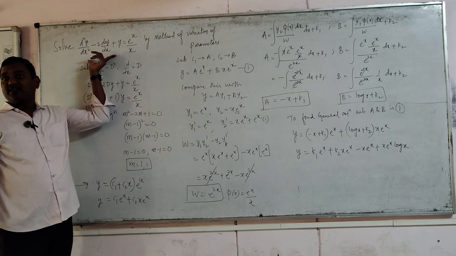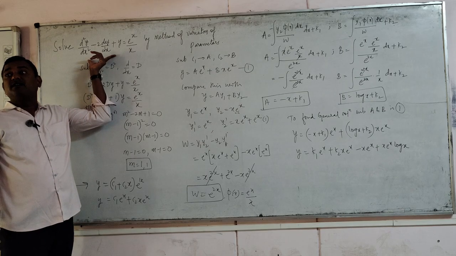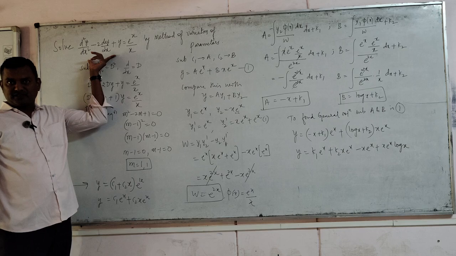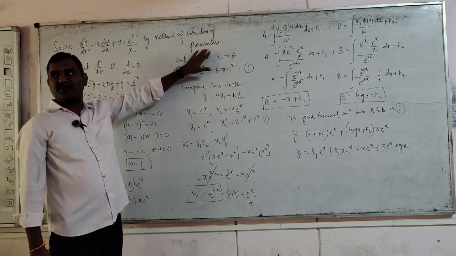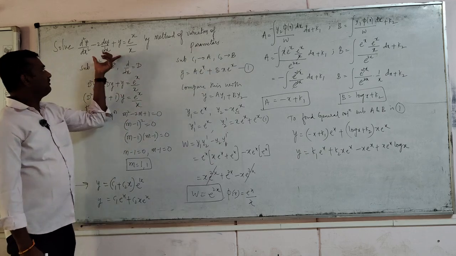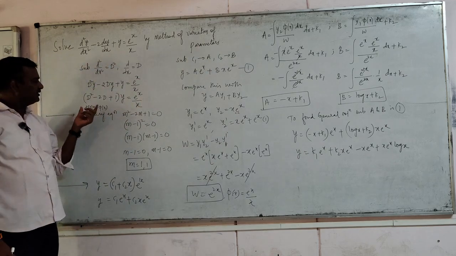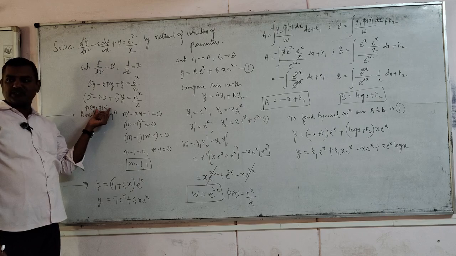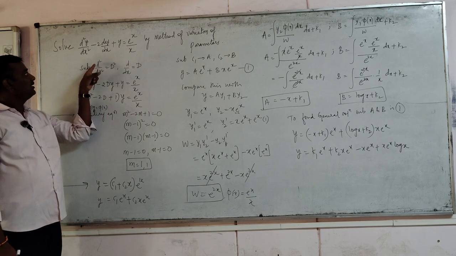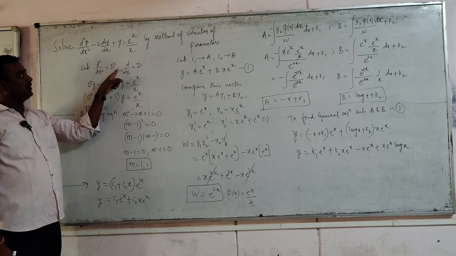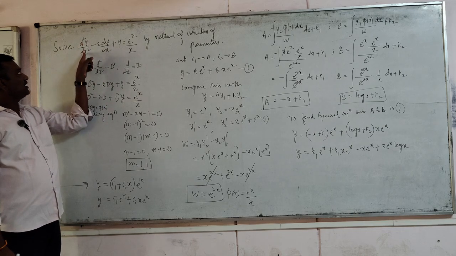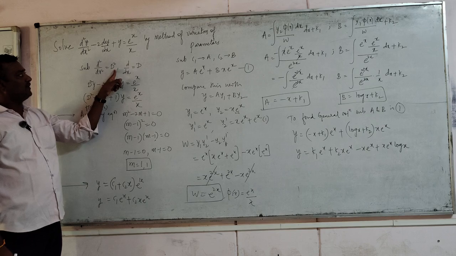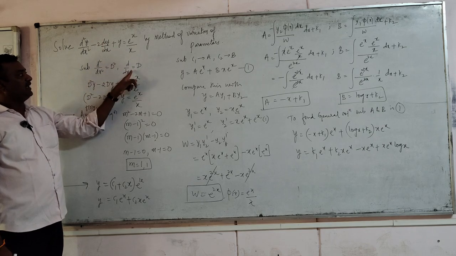We are discussing a non-homogeneous linear differential equation by using the method of variation of parameters. First we have to express it in standard form, f(D) y = phi of x. To express it in standard form, we substitute d square by dx square equal to capital D square and d by dx equal to capital D.